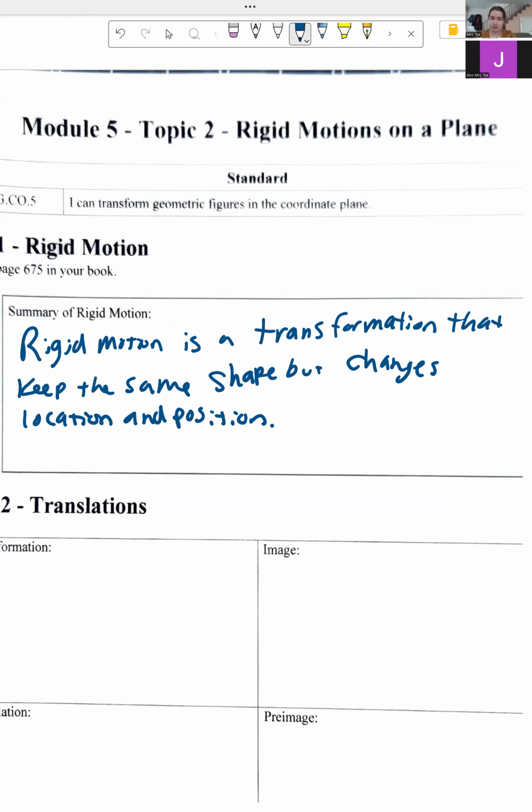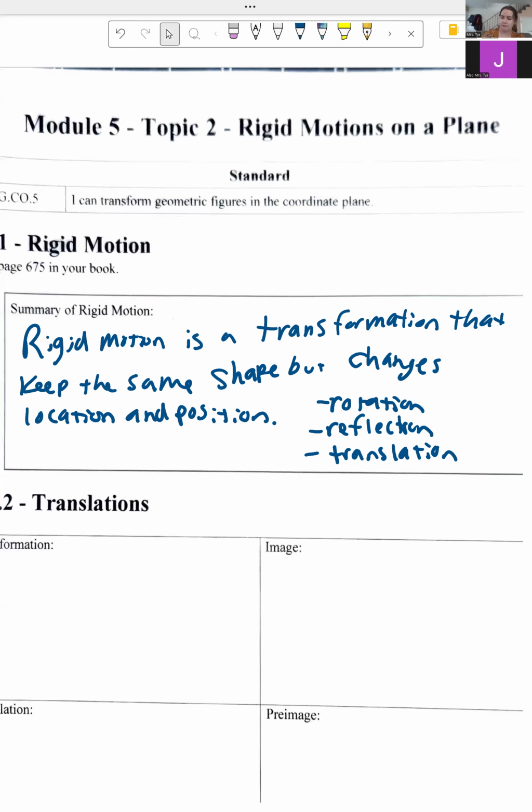Okay, and there's three types that we're going to talk about specifically. If you have room still, hopefully you do, we're going to write rotation, reflection, and translation. Okay. So notice how that doesn't mention a dilation in this specifically. It's not a rigid motion because that would change the shape, the size of the shape, and not just its location and position. So we're gonna just focus on these three.